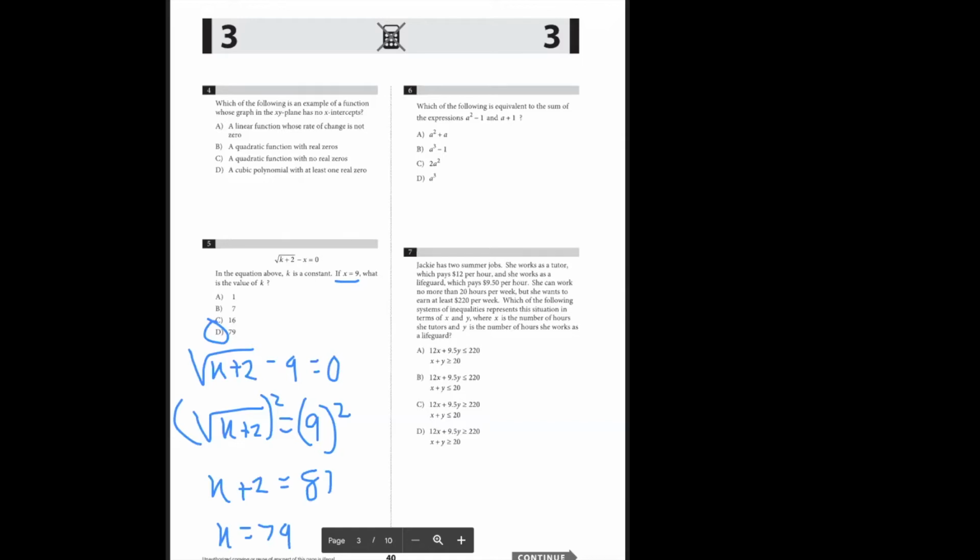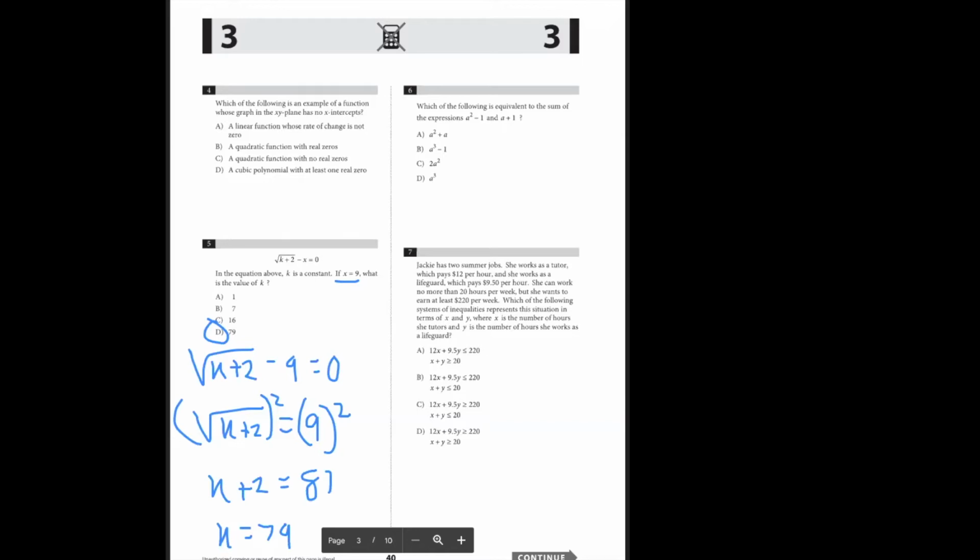So it says Jackie has 2 summer jobs. She works as a tutor, which pays $12 an hour, and she works as a lifeguard, which pays $9.50 an hour. She can work no more than 20 hours per week, but she wants to earn at least $220 per week. So which of the following systems of inequalities represents the situation? I'm not going to read the variables. Looking at them, x is the number of hours, y is the number of hours. So x and y are hours.